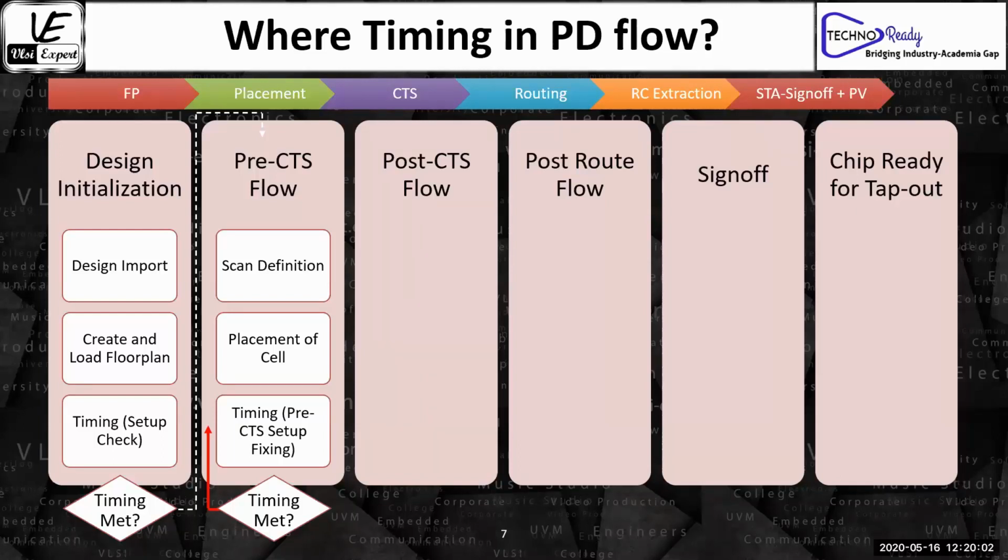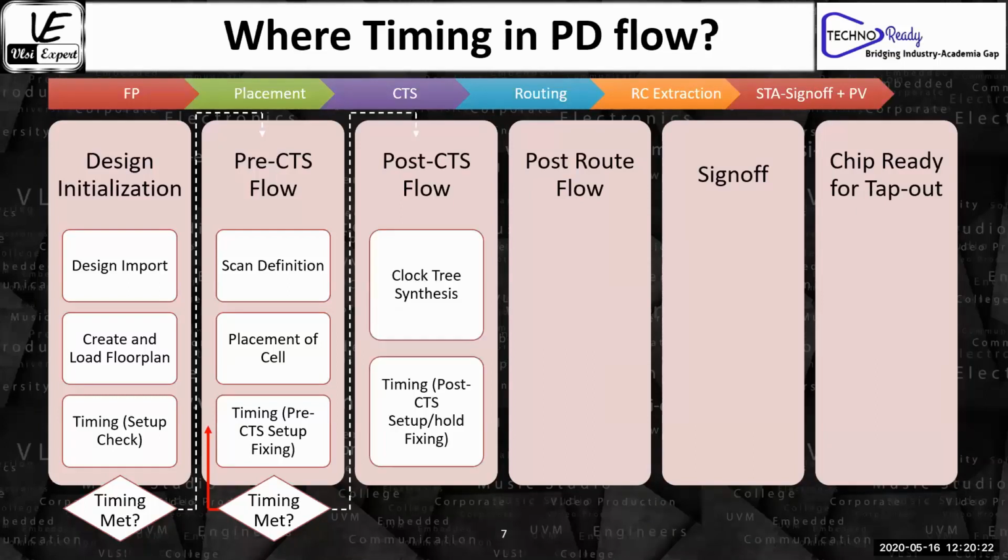Now again, the same question: can I waive these many things at this particular stage? Yes, depending upon the process which is followed in your company. In a few companies, they are very strict. They don't want anything to be open at a particular stage. So they will ask, okay, fix all the violations. There are a couple of companies, they say, okay, within a particular margin, you can fix it and just move ahead. So this is just to give an idea that at each and every stage we have the timing checks, and we have to do it.